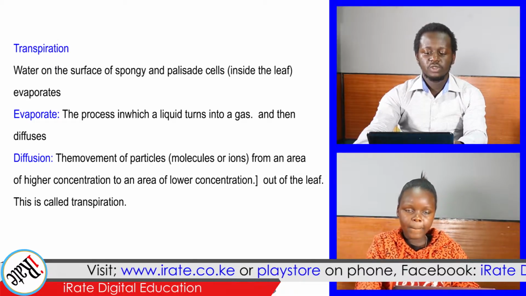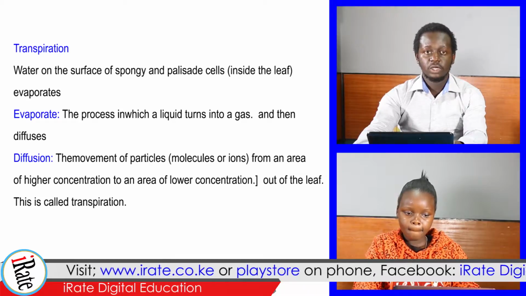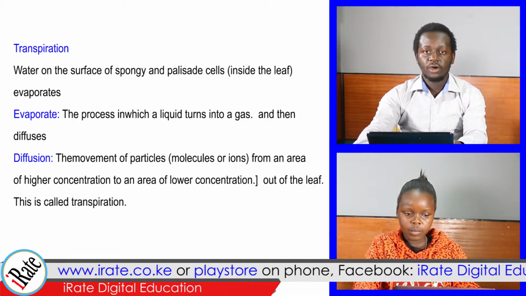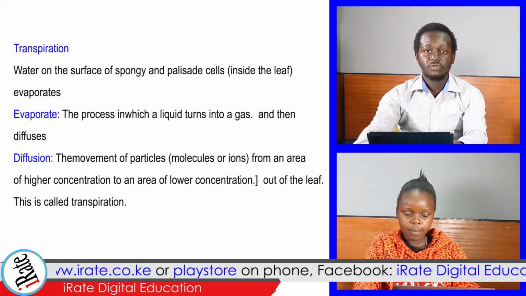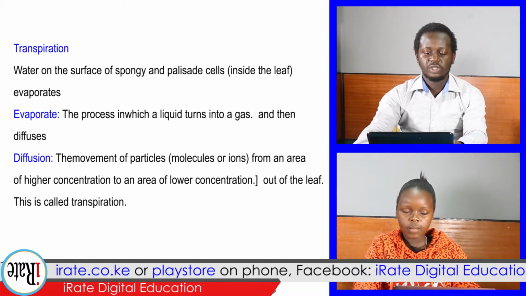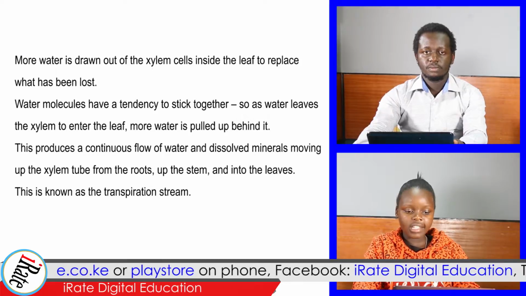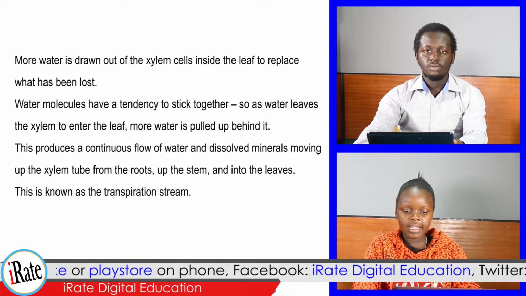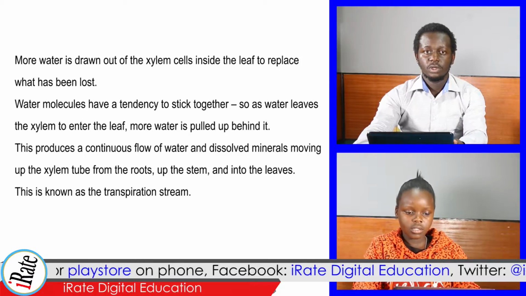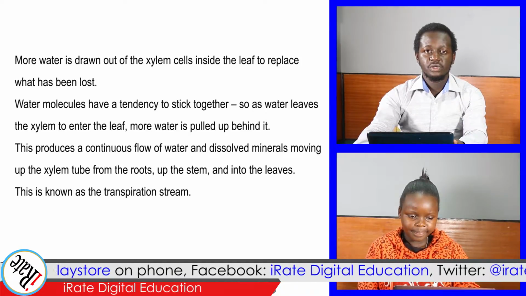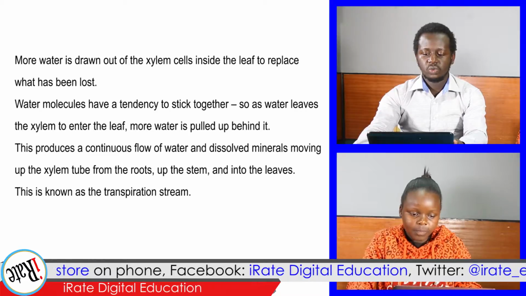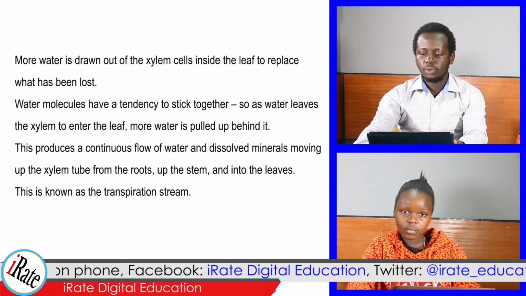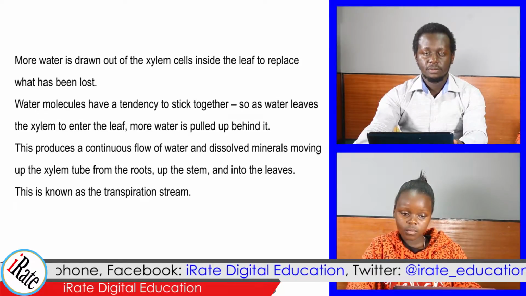Diffusion is the movement of particles, that is molecules or ions, from an area of high concentration to an area of lower concentration out of the leaf. This is called transpiration. More water is drawn out of the xylem cells inside the leaf to replace what has been lost. Water molecules have a tendency to stick together. So as water leaves the xylem to enter the leaf, more water is pulled up behind it.